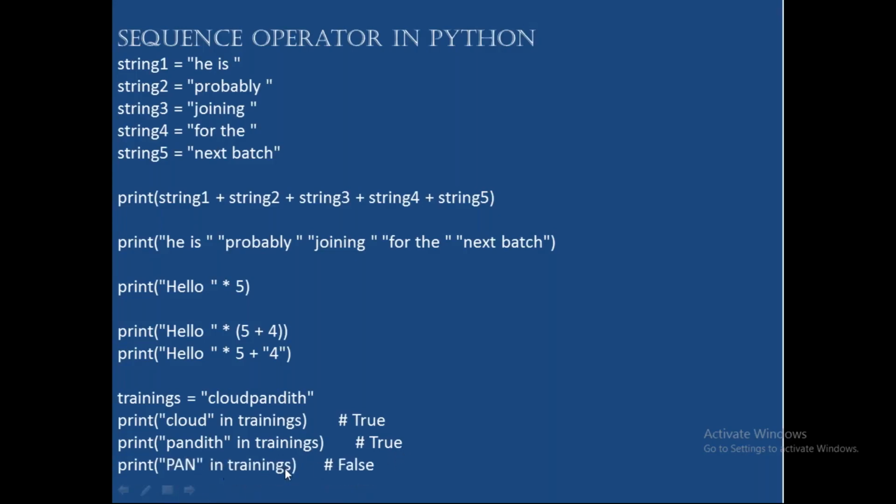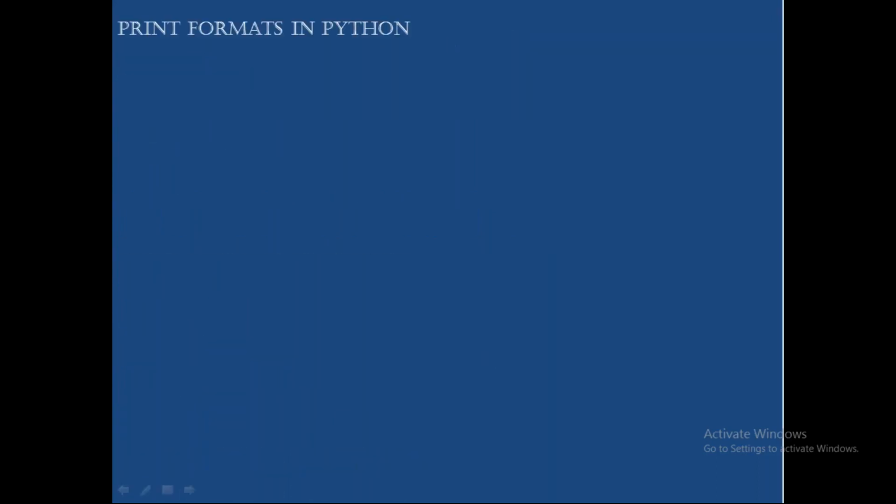Is PAN in the training or not? False, because PAN is not there. PAN is there in Cloud Pandit, but it is in small letters, and I am looking for capital letters. It is not there. False. Is Databricks in FGOT? It's false, because Databricks is not there in this particular word. Likewise, you can use a membership operator.